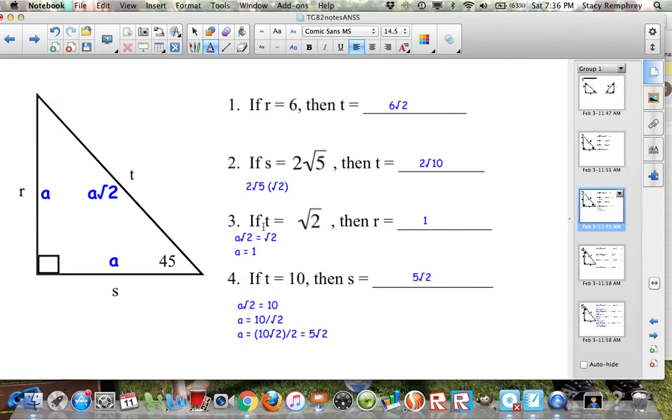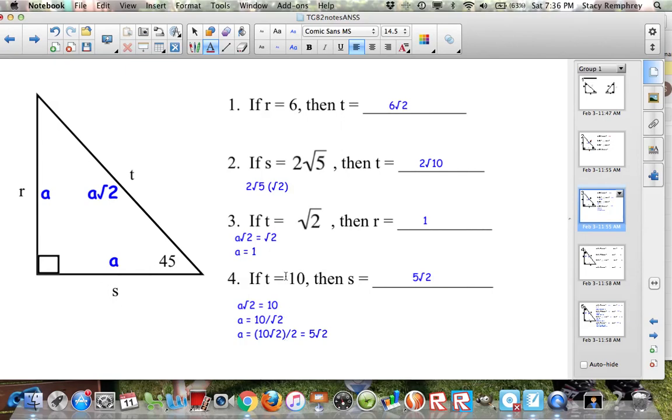In number 3, they said t equals the square root of 2. Well, t is the same as the a root 2 side. So if the a root 2 side is equal to root 2, if you divide both sides by the square root of 2, you get a equals 1. So that means any side that has a length of a is 1. And so r is 1, and s would be 1 also.